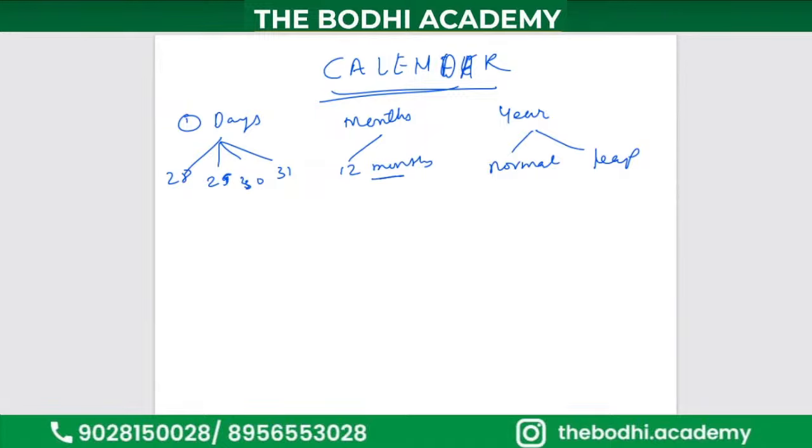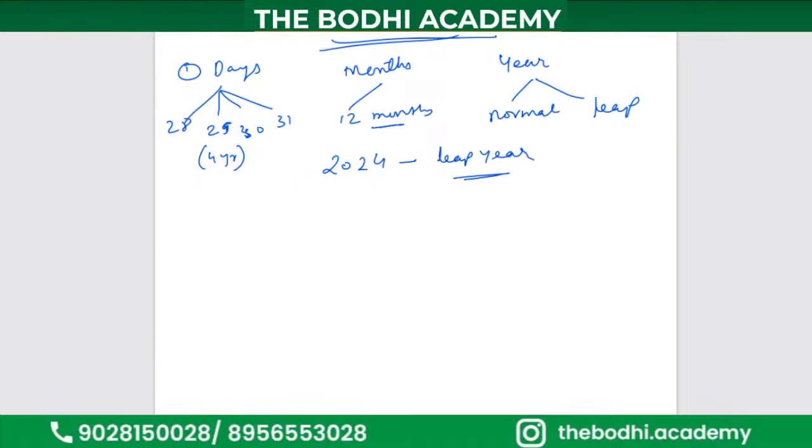You know, leap year comes once in 4 years. Now, 2024 is your leap year. So, in the calendar, we have one concept called number of odd days. Okay. Now, in calendar, we have the concept of number of odd days.